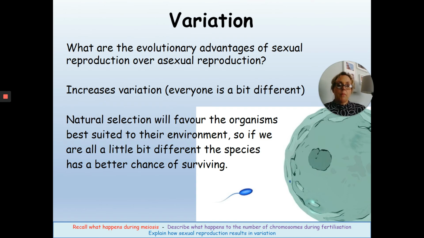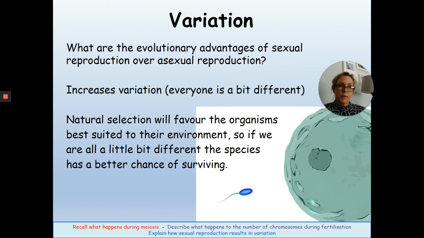So thinking about the advantages of sexual reproduction, we know that asexual reproduction is very quick. It can produce a large number of individuals. There's no need to rely on a mate, etc. But one of the difficulties with that is that reproduction through asexual reproduction means that all offspring are identical. And if there is a weakness, then all offspring will have that weakness.